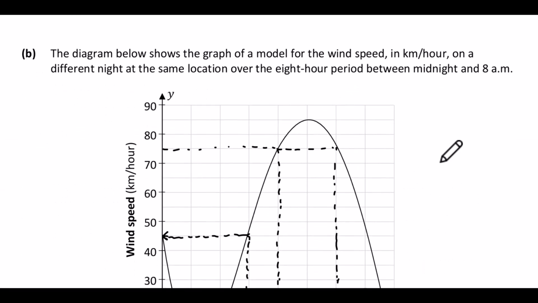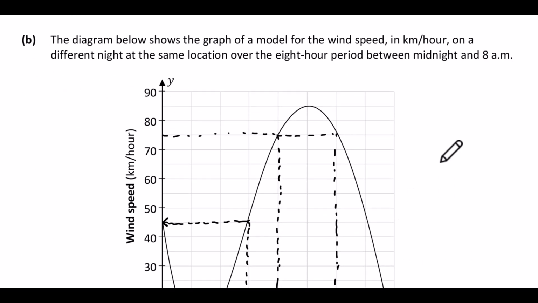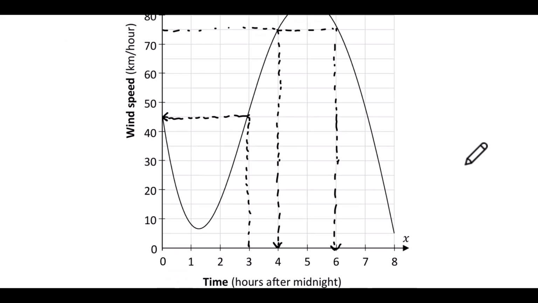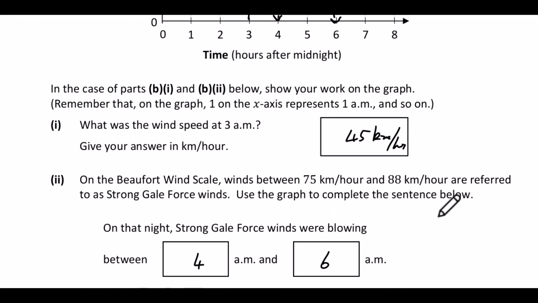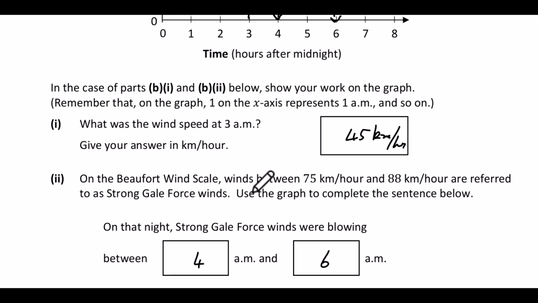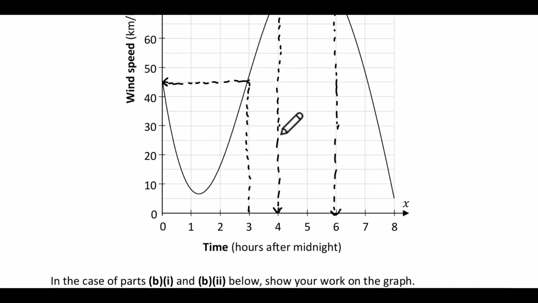So next question then. It says the diagram below shows the graph of a model for the wind speed in kilometers per hour on a different night at the same location over the 8-hour period between midnight and 8 o'clock. So this is this cubic curve here again. And the questions that we have to answer are 1 and 2 here. So what was the wind speed at 3 a.m.? Give your answer in kilometers per hour. So I've done that here, 3 a.m. here. You just need to draw a line up along here, go across here, and I got 45.